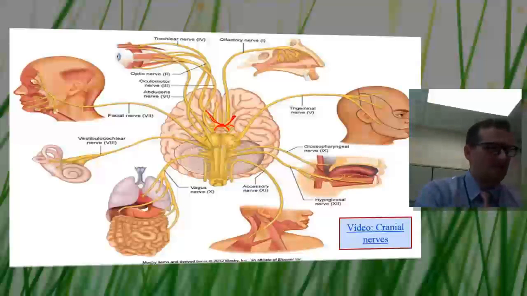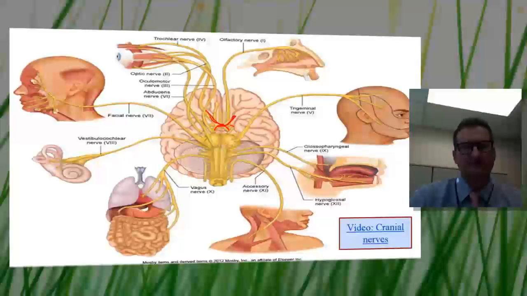Some cranial nerves contain only sensory fibers, some contain primarily motor fibers, and others contain both. And so the 12 cranial nerves are the olfactory, number 1, number 2 is the optic, number 3 the oculomotor, number 4 is the trochlear nerve, number 5 is the trigeminal nerve, here. Number 6 is the abducens nerve. Number 7 is the facial nerve.